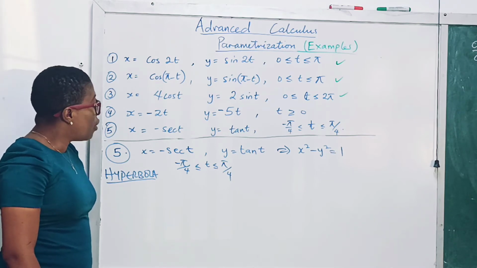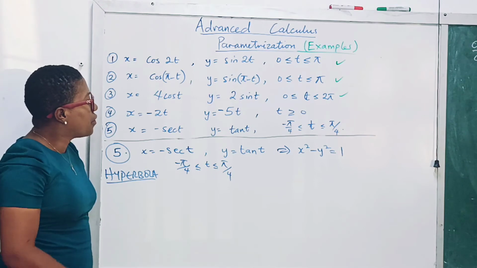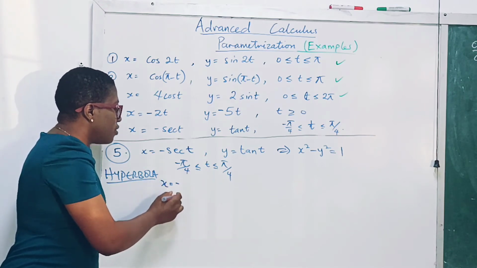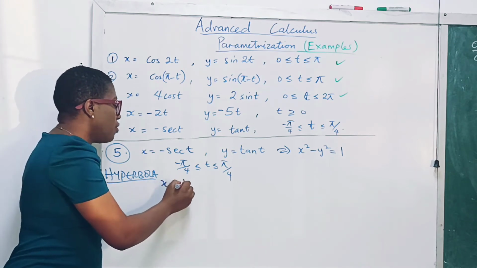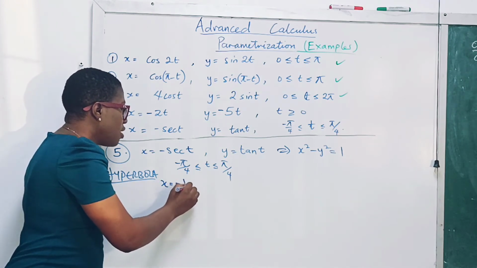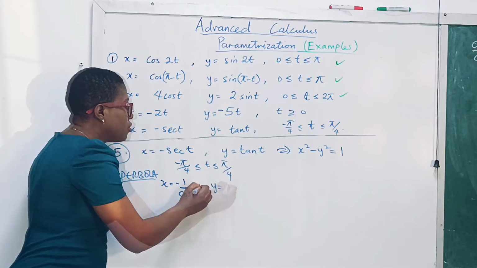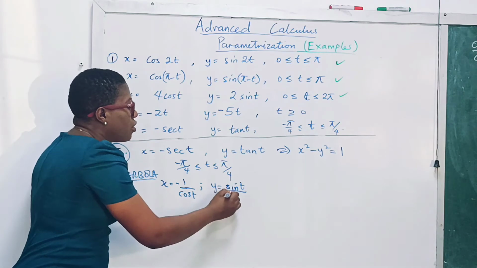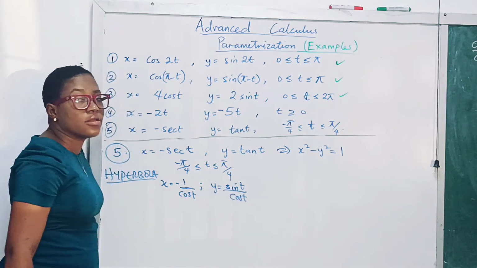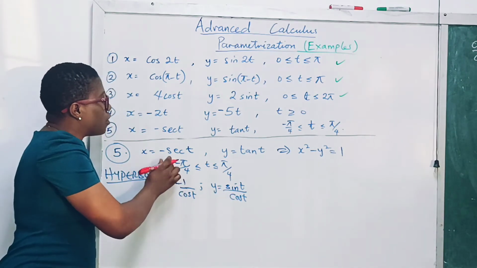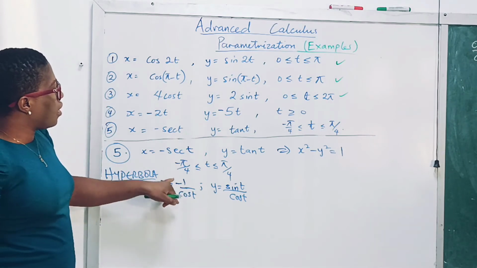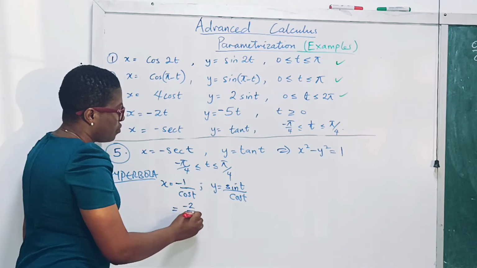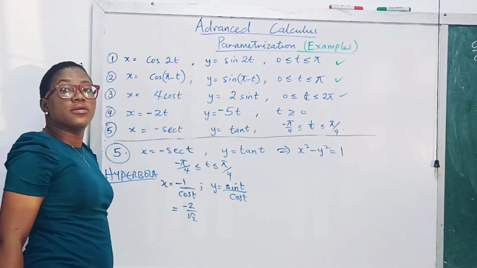Okay, so we're going to substitute now. When we have minus pi over 4, x is equal to 1 over cos t, right? And y is equal to tan t, sine t over cos t. Be careful, what you just said is cos. So we're going to substitute this now. Cos of minus pi over 4 is 2 over root 2. Okay. Is that what?